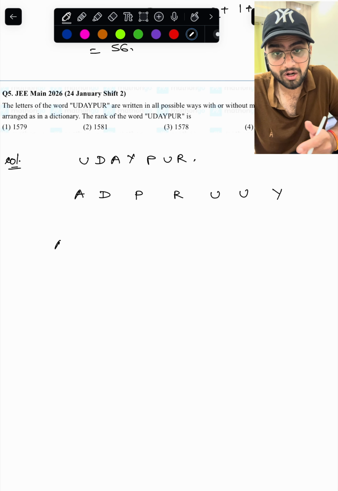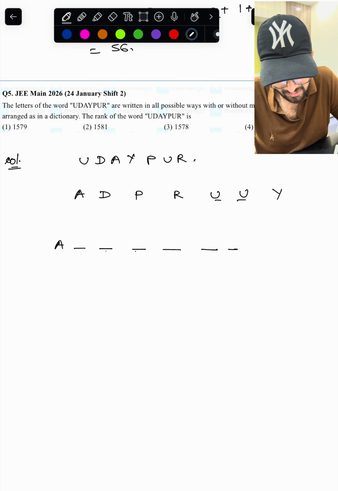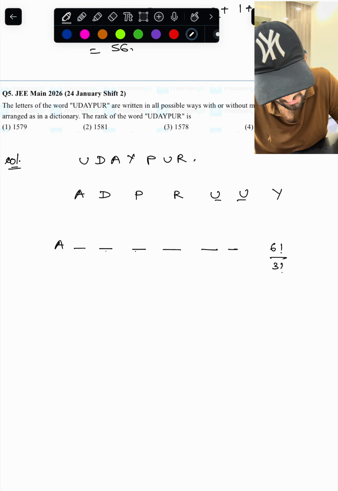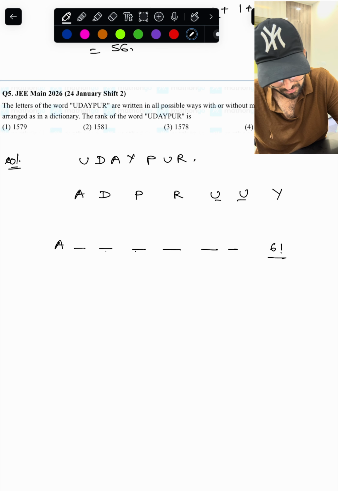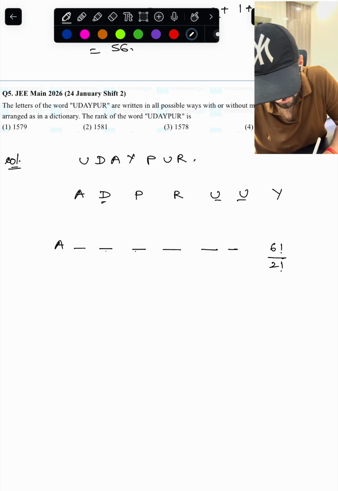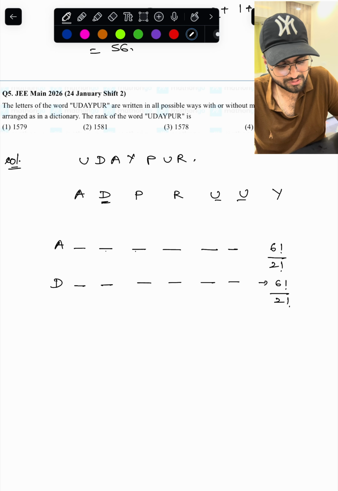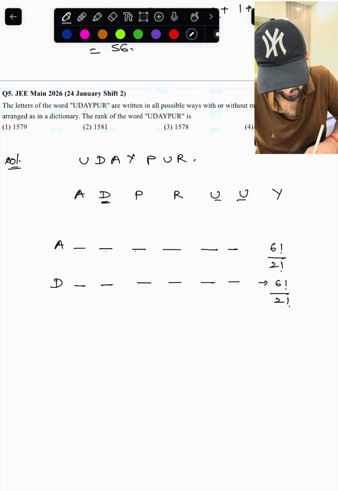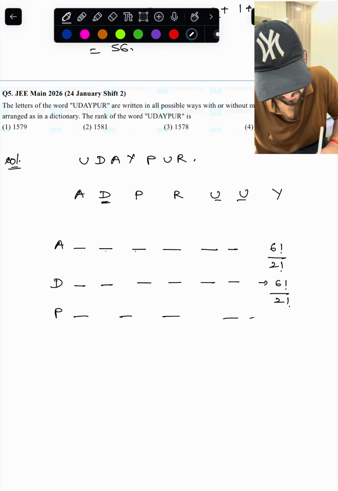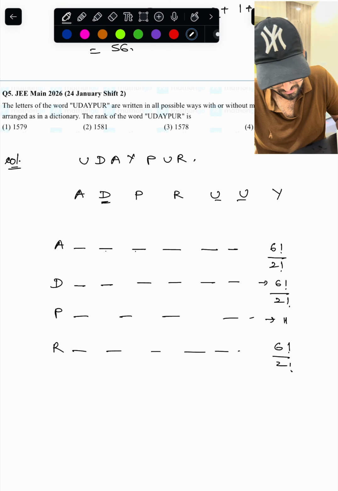So let's calculate the number of words that start with A. So 1 A, right, and the remaining are 6, and out of those 6 I have 2 U's. I can arrange them in 6 factorial by 2 factorial. So these are the number of words that start with A, right? Next, after A, let's go for D. The same thing: with D also, the number of words it can form is 6 factorial by 2 factorial. The same thing happens with P also, and with R also, 6 factorial by 2 factorial, right?